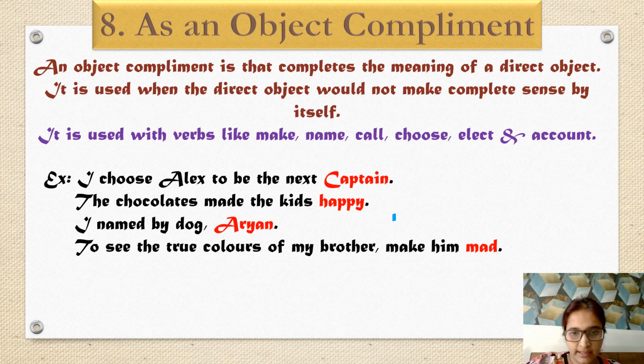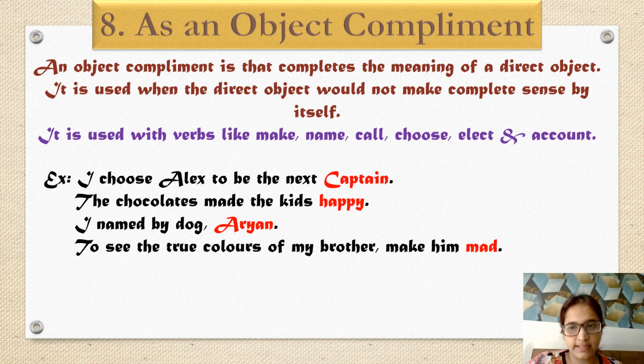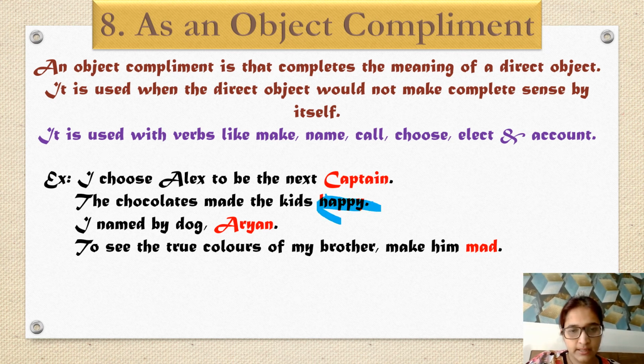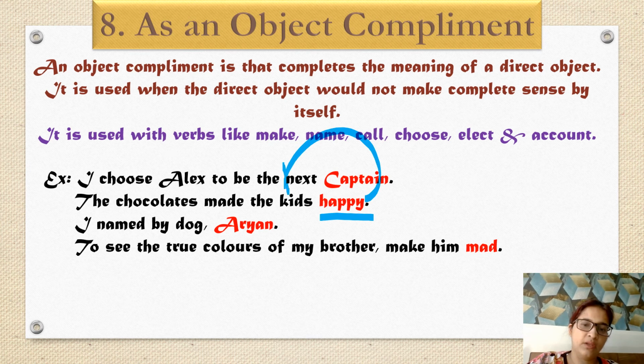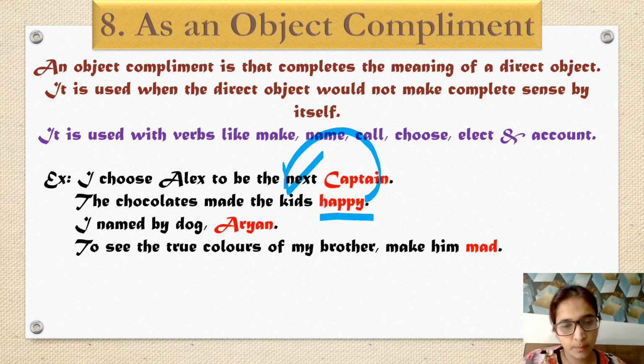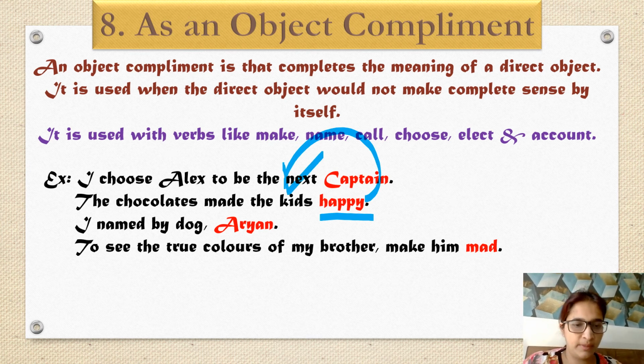And as it says here, if it doesn't make complete sense by itself, then we use an object complement. For example, the chocolate made the kids. If we stop here, the sentence does not make any sense. If we don't put happy, the sentence does not make any sense. Hence we have to put happy here, and happy becomes the object complement. So without the object complement, the sentence is incomplete.